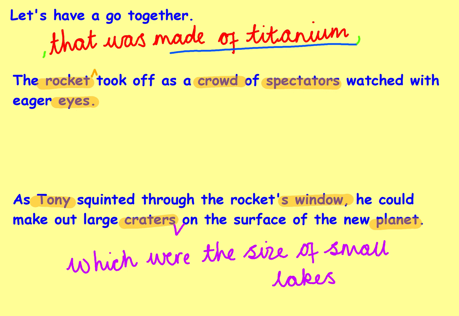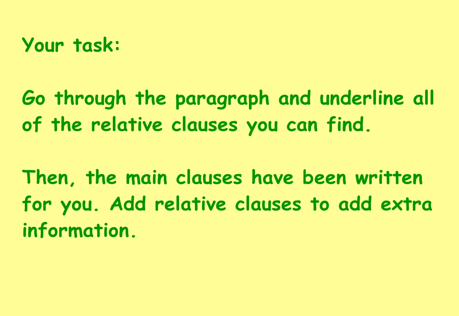I went with which were the size of small lakes, so I could say he could make out large craters which were the size of small lakes on the surface of the new planet. However, I have forgotten something once again, which many of us do forget. So what is it that I am missing? Commas either side because it is embedded in the middle of my whole sentence. But remember, if I take out both relative clauses, both sentences still make sense without them.